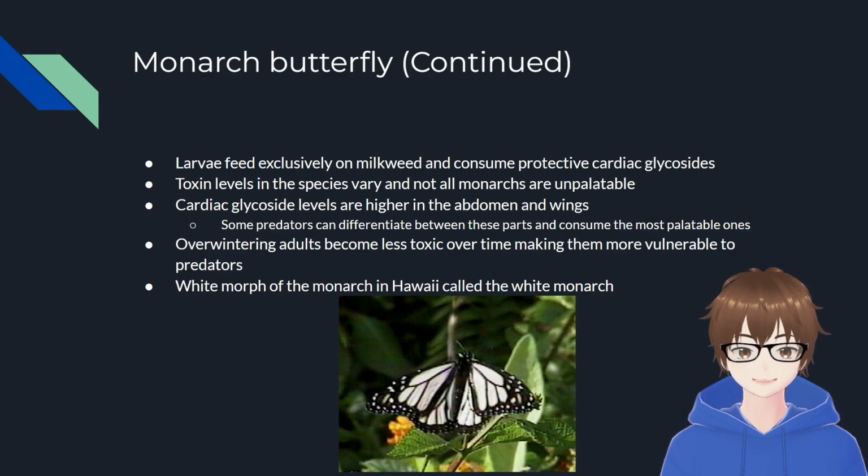And then I just wanted to add on here that there is a white morph of the monarch in Hawaii called the white monarch, and I have a picture right here of it, which is pretty.